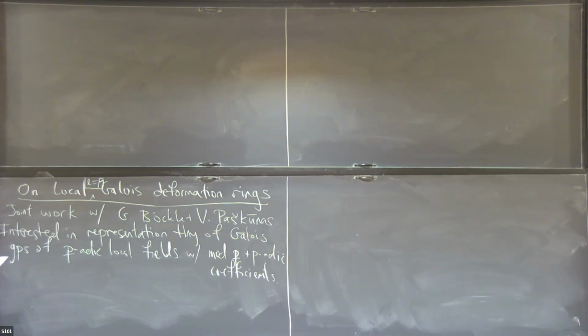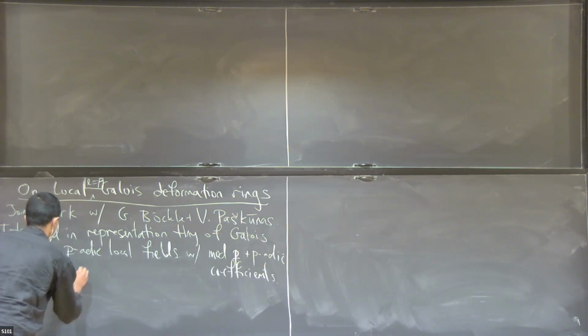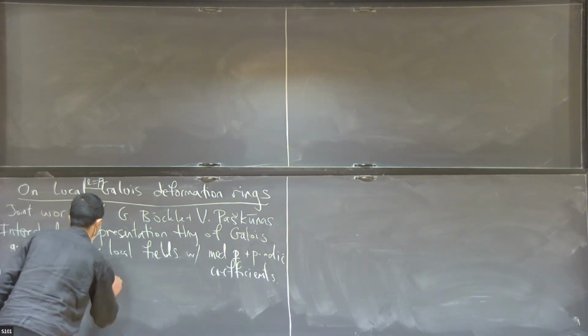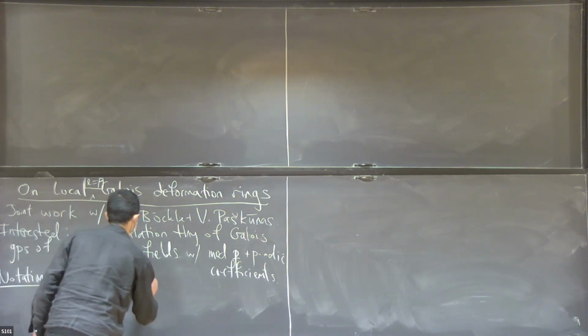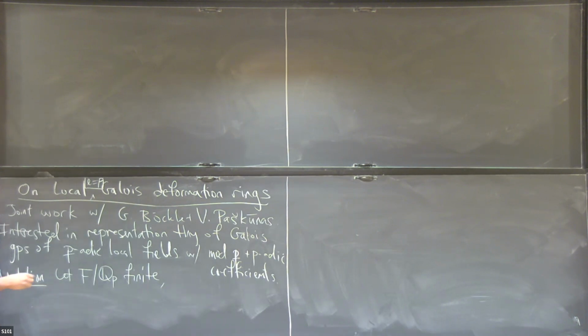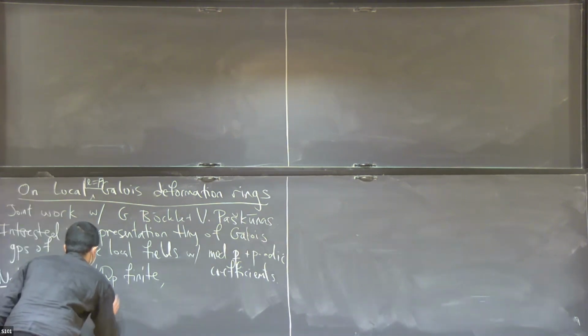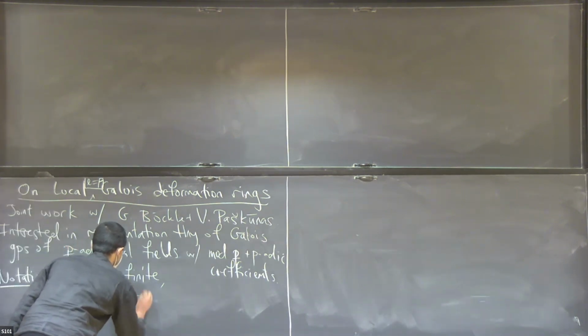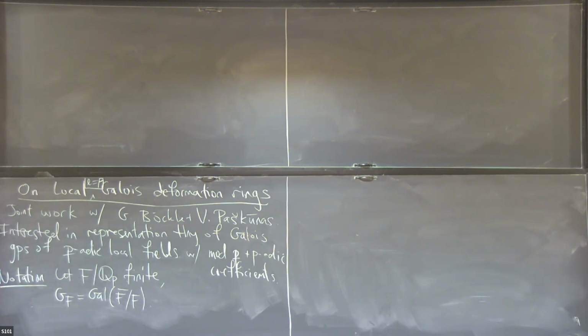Okay, so let me set up some notation. First, we care about the Galois group of a p-adic local field. So let F be a finite extension of the p-adic numbers. And for this talk, the main object of study is what I'll call GF, which is the absolute Galois group of F. So fix an algebraic closure and look at the automorphisms which fix F.